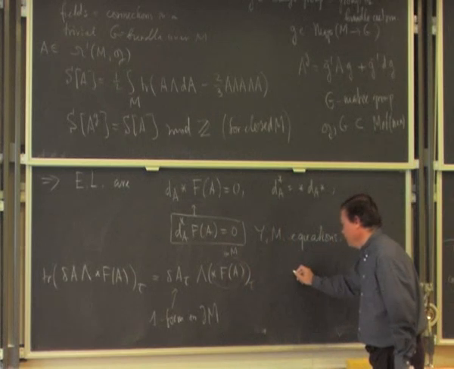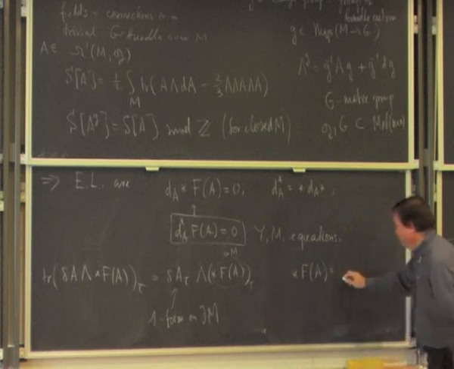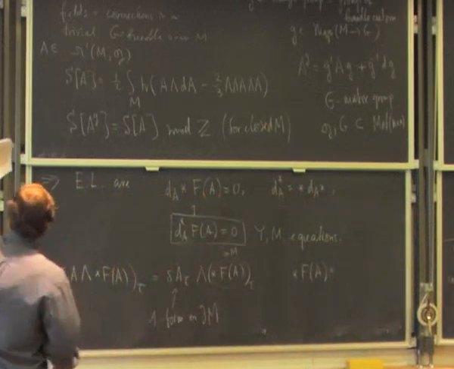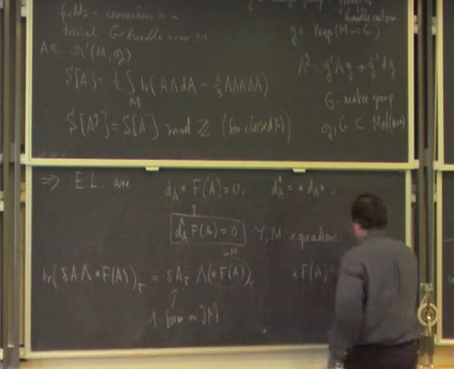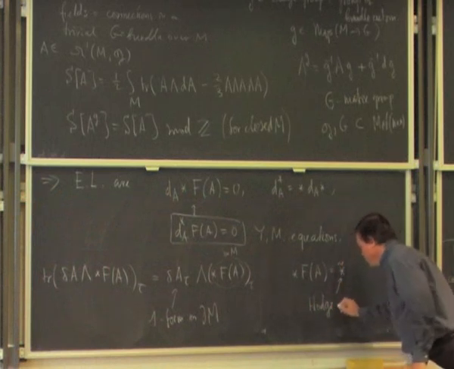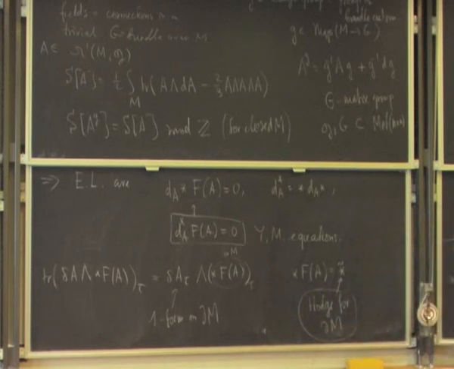Remember what F is. F is dA plus 1/2 A wedge A. So I claim that what's written here is the following. It's the Hodge star for the boundary. You see, the boundary is also a Riemannian manifold. It has a metric, it has its own star operation, which maps i-forms to (n-1) minus i forms.